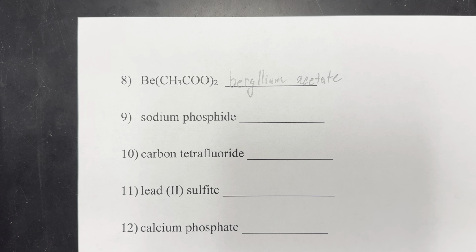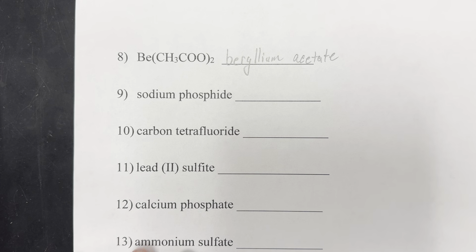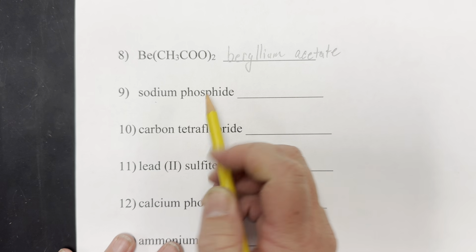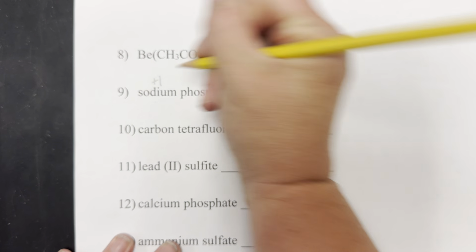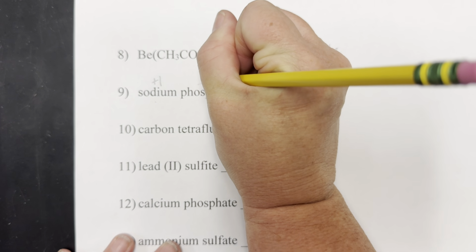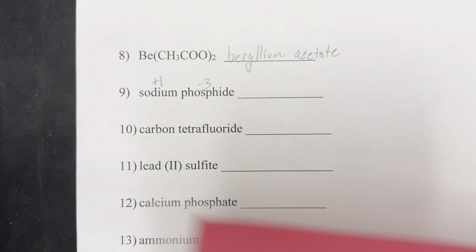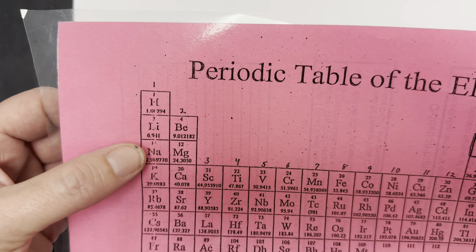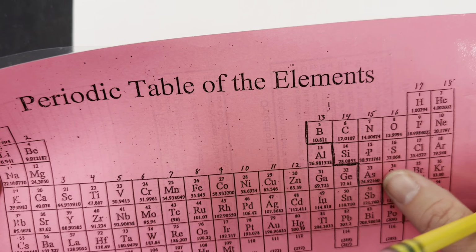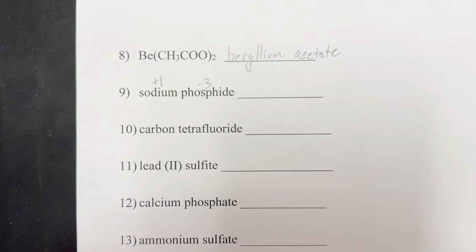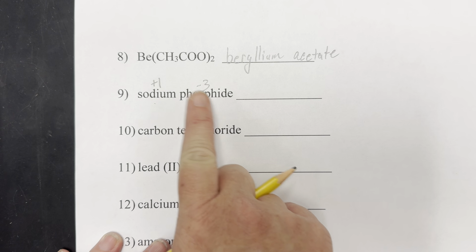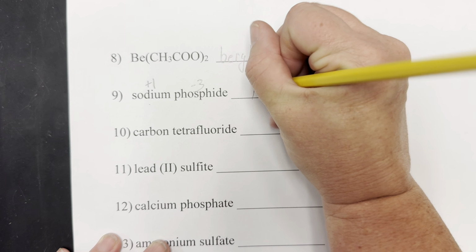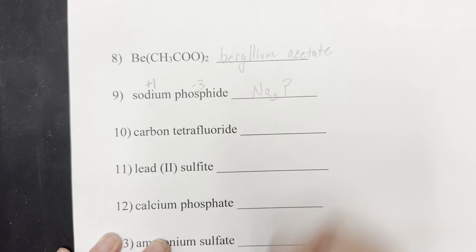All right, now let's do something that's going in the other direction. Now we're going to be going from name to formula, and this is where you really have to keep in mind those charges. All right, so sodium phosphide. Sodium is in group 1, so it is +1. Phosphorus is -3. Again, this is all based on the periodic table. Sodium is +1. Over here, phosphorus in group 15 is -3. So that means I'm going to need 3 sodiums to go with that phosphorus, so Na3P.